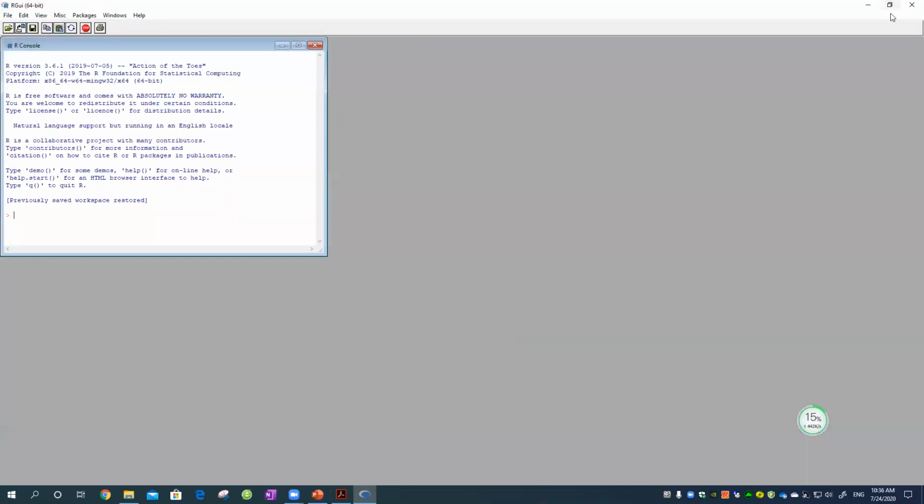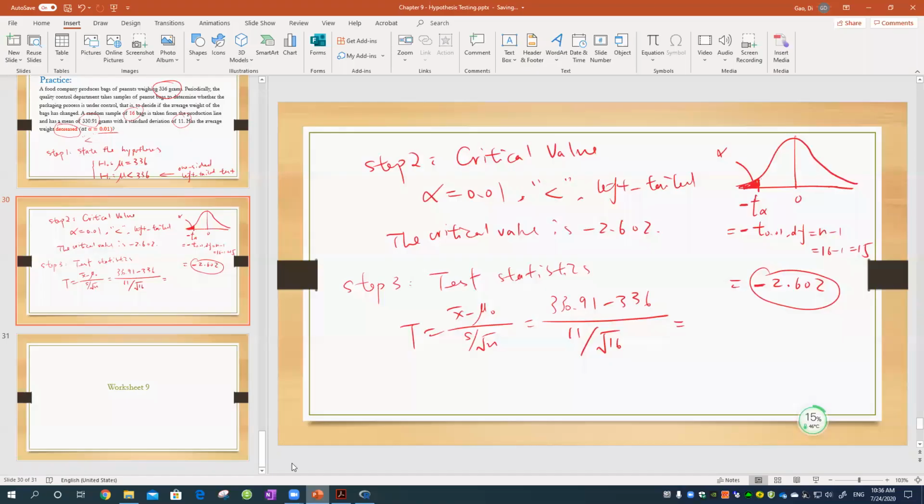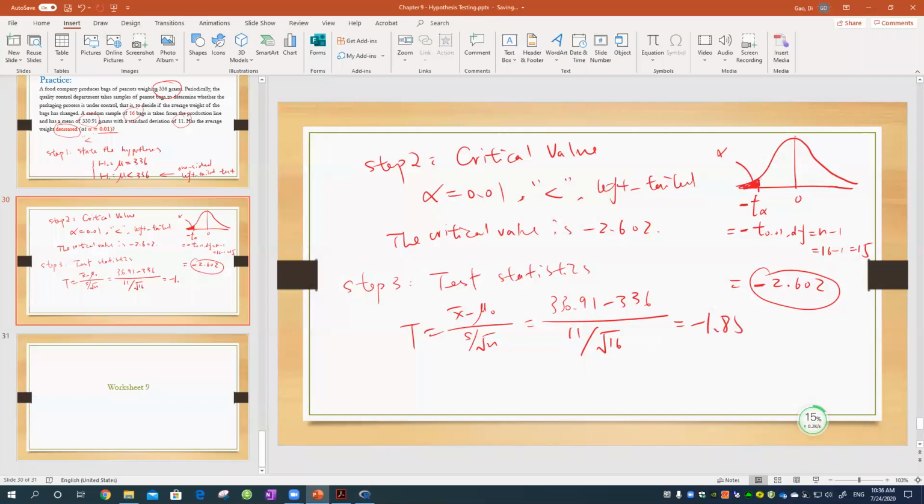So pull out the calculator, type in what we want there. So that's going to be 330.91 minus 336. When we assume H naught is true, mu equals 336. And divided by the sample standard deviation 11 over the square root of 16, which is 4. So that's negative 1.85. That's the test statistic.